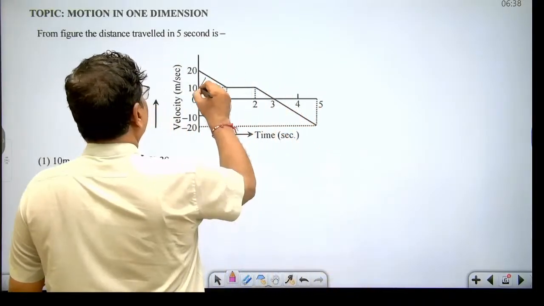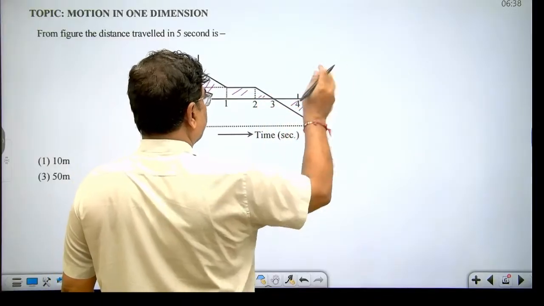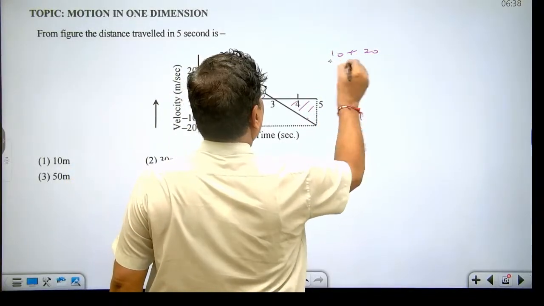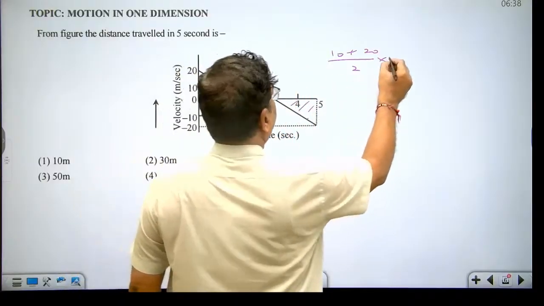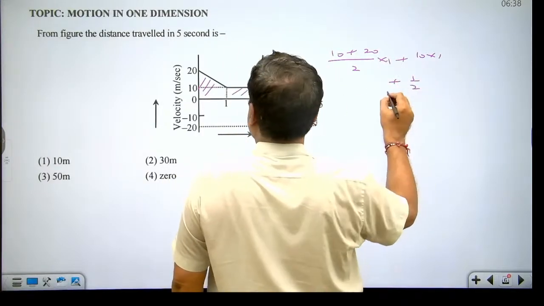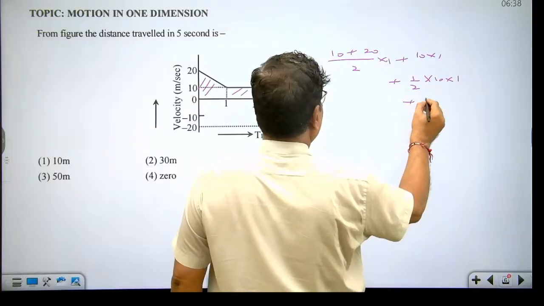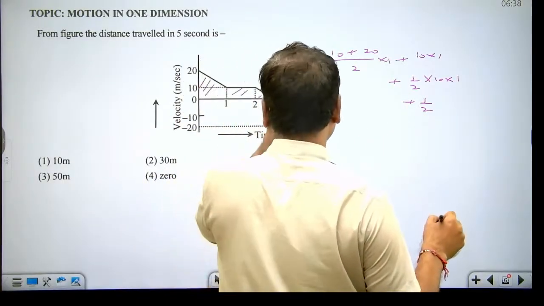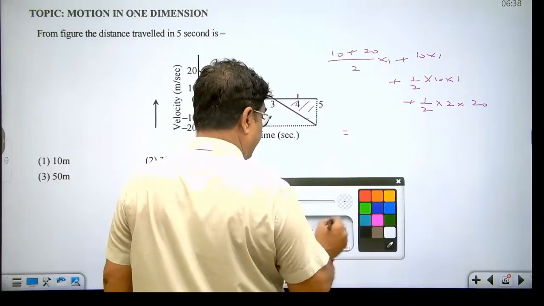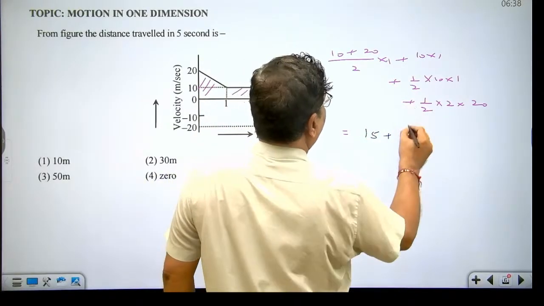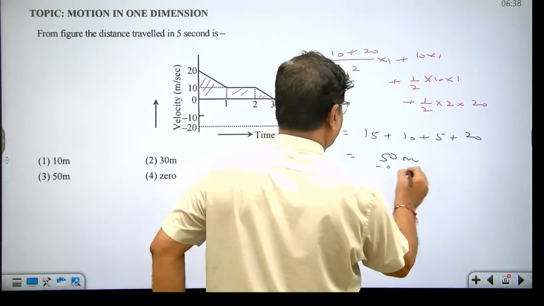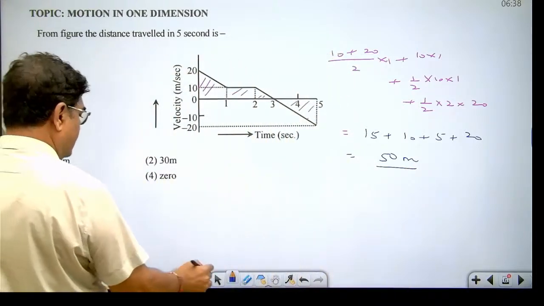So dear students, this area, this area, this area, and then you add up these areas. Otherwise you convert this triangle. So what is the area of this trapezium? (10 plus 20) upon 2 into 1, plus this is a rectangle, 10 into 1, plus this is a triangle, half into 10 into 1, and this is also plus because we are taking the speed time curve. Plus half into 2 into 20. After solving this, we get 15 plus 10 plus 5 plus 20, which is 25, 30, 50 meters. This is the distance. So out of the 4 choices, the correct choice is option 3.